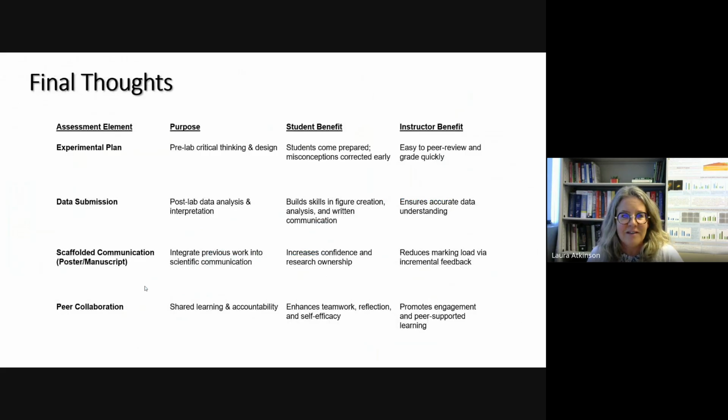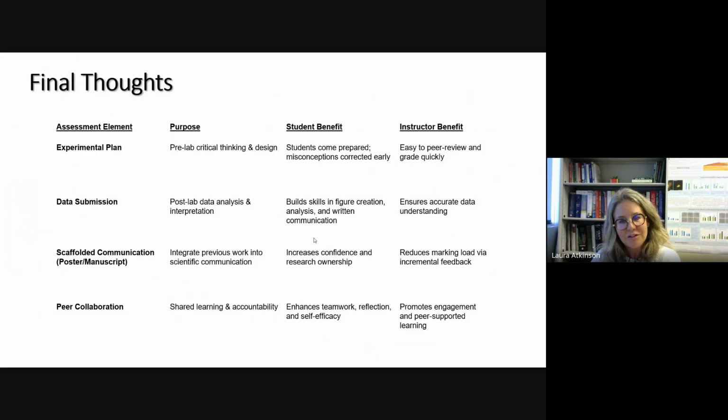So some final thoughts, and then I'll open it up for a discussion. So with the experimental plans, the purpose is to have that critical thinking and design outside of the lab, so that the students come prepared and their misconceptions are corrected before they do the work. It's easy to peer grade in class, or do it outside just before they start the experiment. The data submissions obviously allow the students to build their skills in figure creation and really force them to think about the data early on.